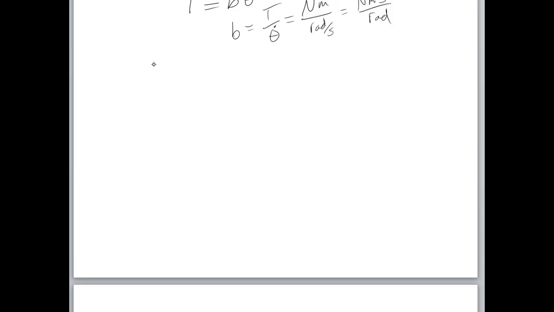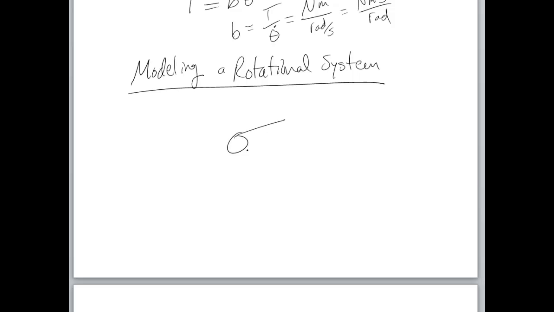Okay, so let's model a rotational system. Let's assume that we have a cylinder that has a shaft running through it, and this shaft is attached to a bearing or a pillow block on each end. And this rotates at some omega, where omega is theta dot, or the angular velocity.